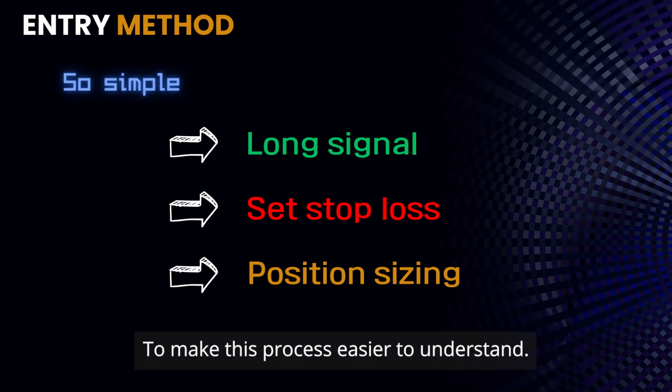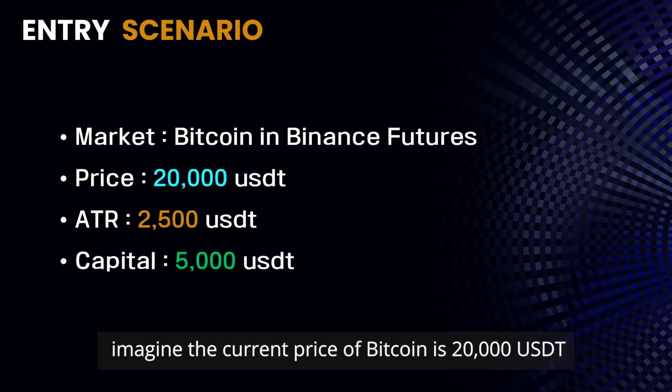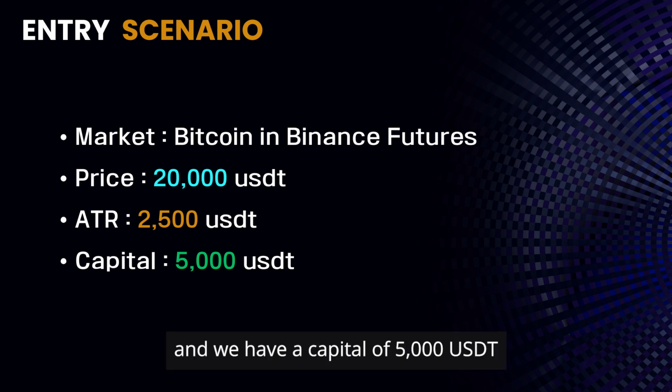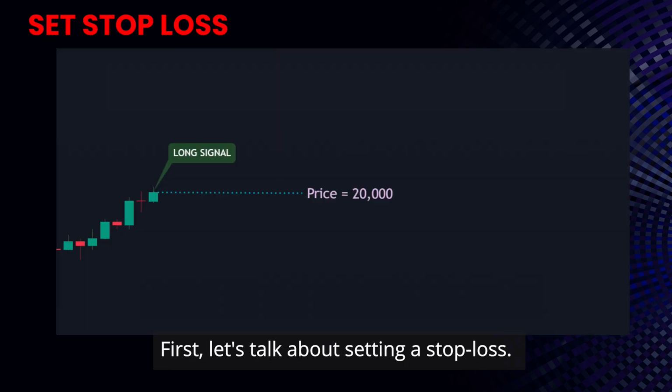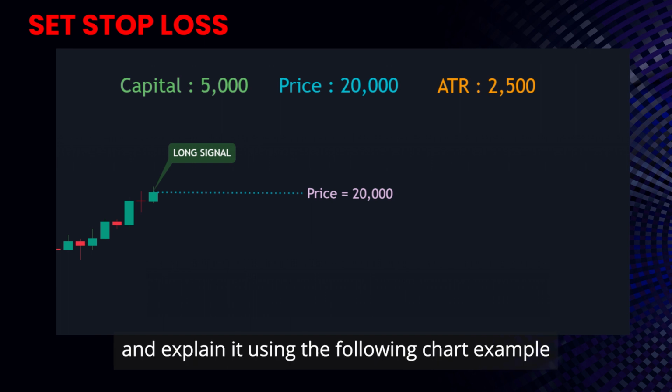To make this process easier to understand, let's create a scenario. Imagine the current price of Bitcoin is 20,000 USDT. The ATR value is 2,500, and we have a capital of 5,000 USDT. First, let's talk about setting a stop loss. We'll review this content from our last video and explain it using the following chart example.